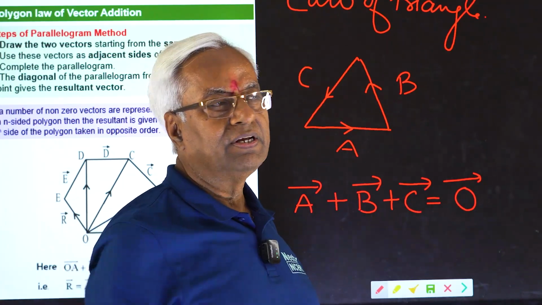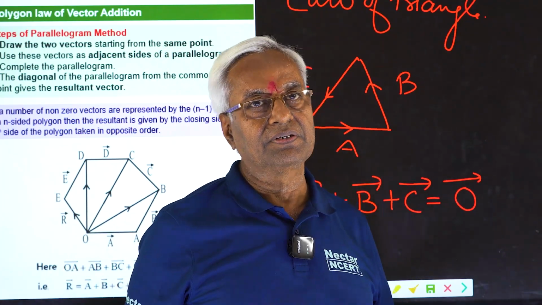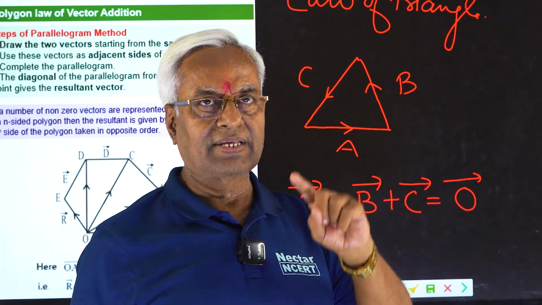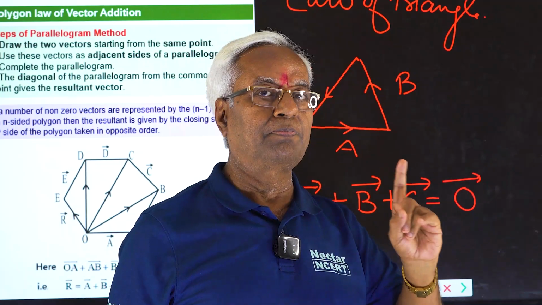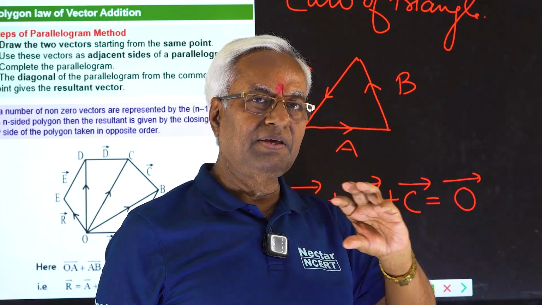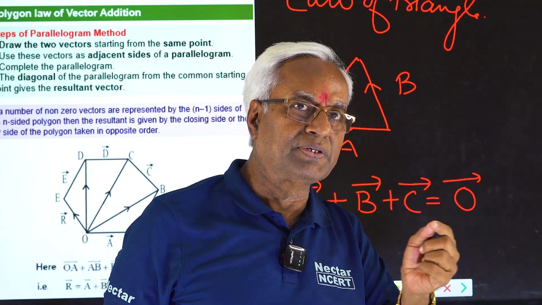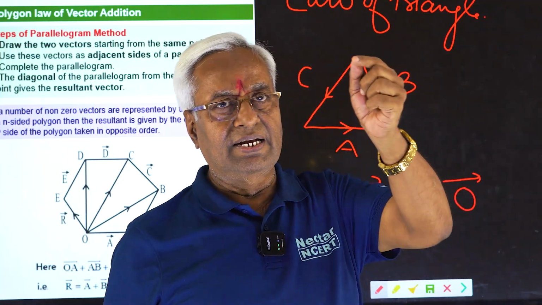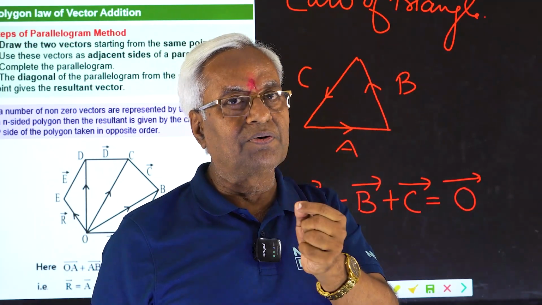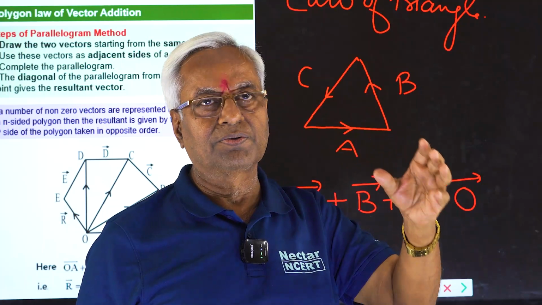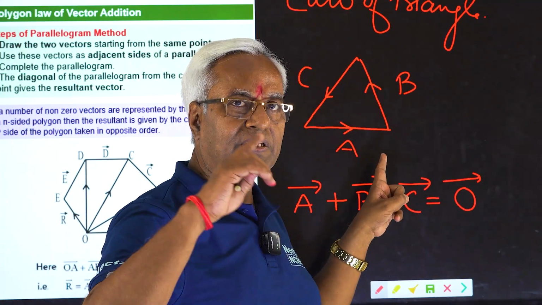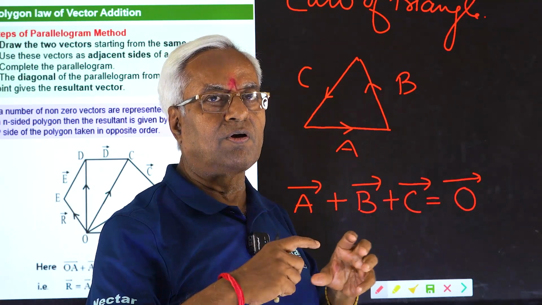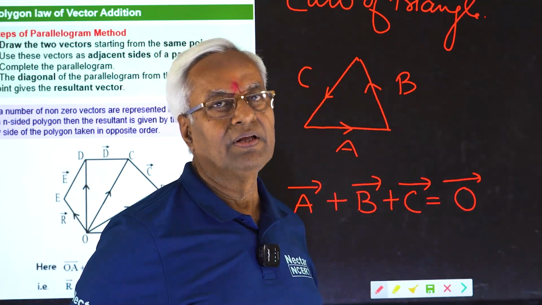Again, I would repeat, if three vectors are represented by the three sides of a triangle in cyclic order, the resultant is 0. Same thing in terms of polygon. If there are many vectors and they are represented along the sides of a polygon in cyclic order, their resultant will also be 0. In terms of a triangle this is known as the law of triangle. If you talk in terms of a polygon, that will be known as the law of polygon.